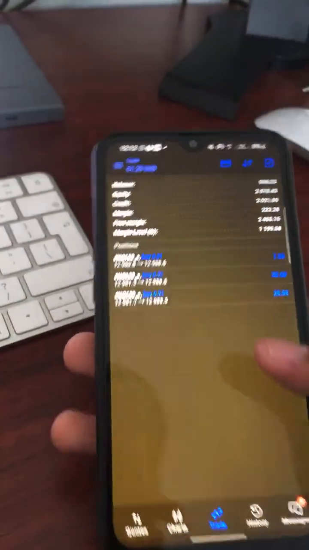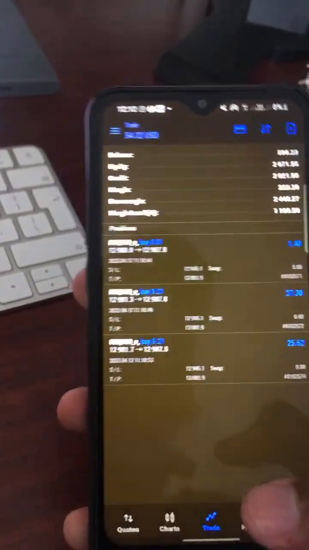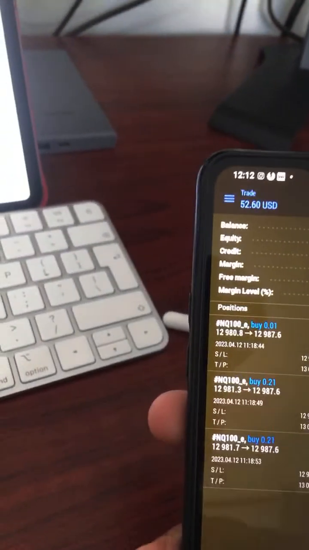At the moment I'm holding NAS 100 on my account. This is my NAS 100 trades that I'm holding, and let me check for a Gbpusd. Here is my Gbpusd.